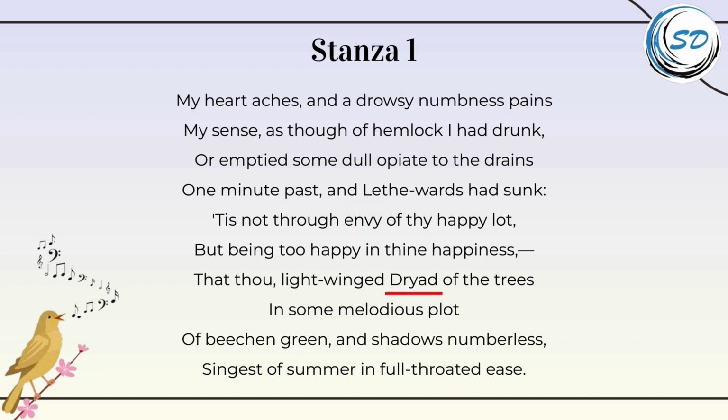Dryad is a nymph or spirit associated with trees, particularly oak trees, in Greek mythology. They are often depicted as ethereal and nymph-like beings. Beechen refers to beech trees, and green indicates the color of the leaves and surroundings.